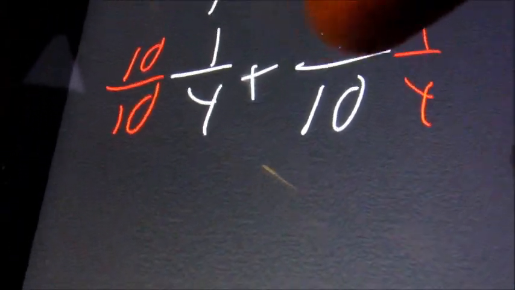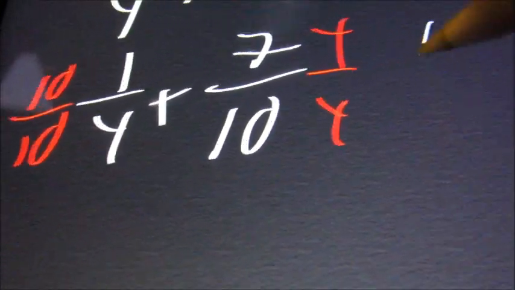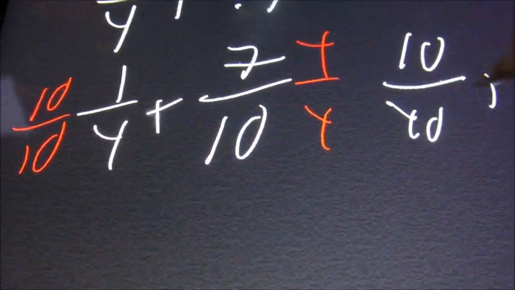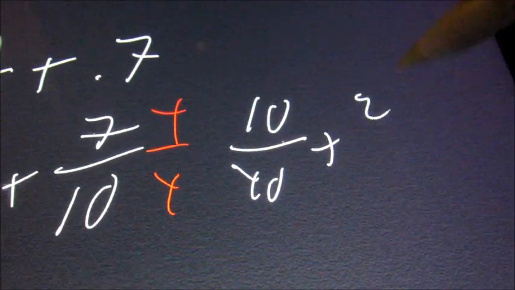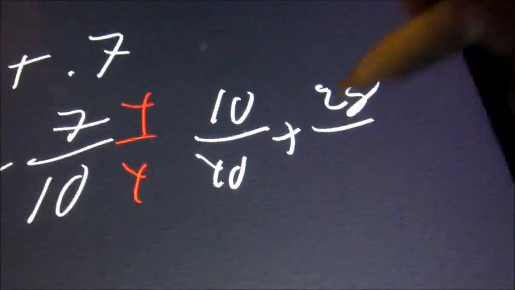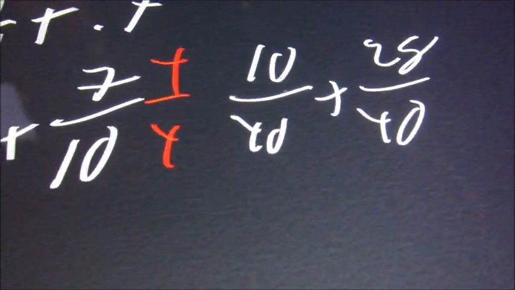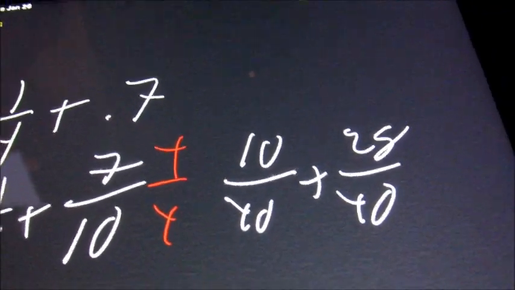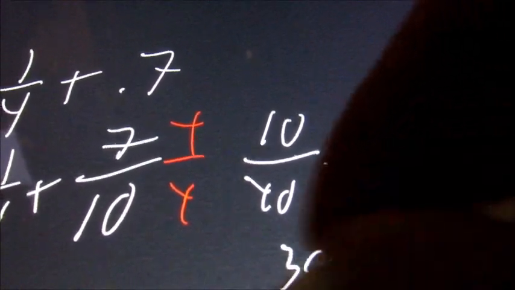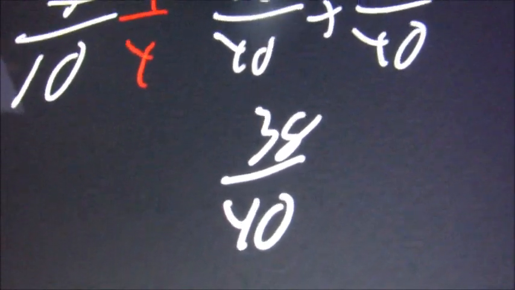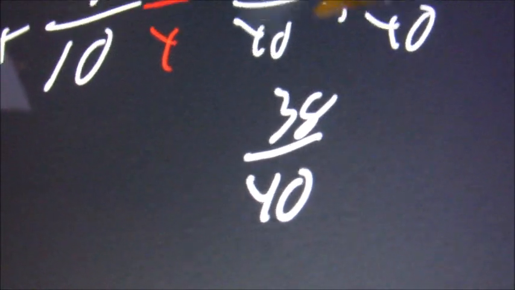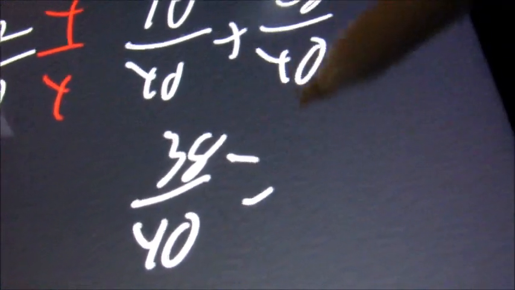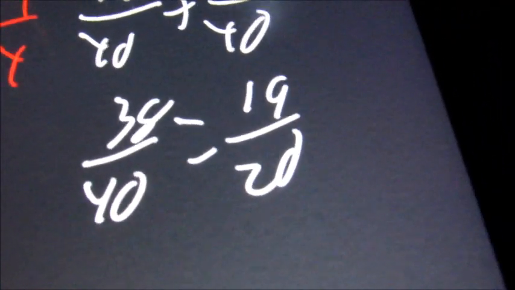So now we have 10 times 1 is 10 over 10 times 4 is 40, plus 7 times 4 is 28 over 10 times 4 is 40. So I have common denominators. I can now add the numerators. 10 plus 28 is 38 over 40. And now I need to simplify. I can divide both of these by 2 and get 19 over 20.